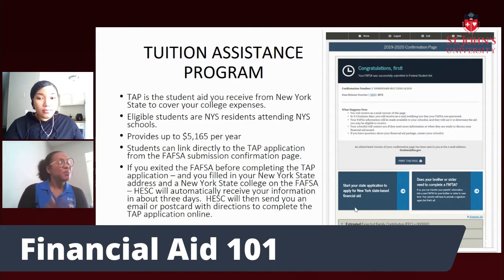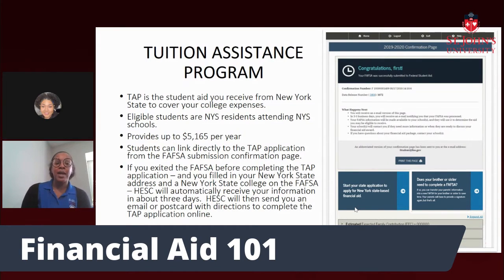So TAP, you might not have known that, but TAP stands for the Tuition Assistance Program, okay? TAP is the state aid that you will receive from the state of New York to cover your college expenses. One of the primary things is students have to be New York State residents and they have to attend a New York State school. So you can't live in New York and say, I'm taking this money and going to Tennessee, which, you may be wondering where that accent is from, Tennessee. You can't do that. In order to receive TAP or New York State funds, you have to attend a New York State school.